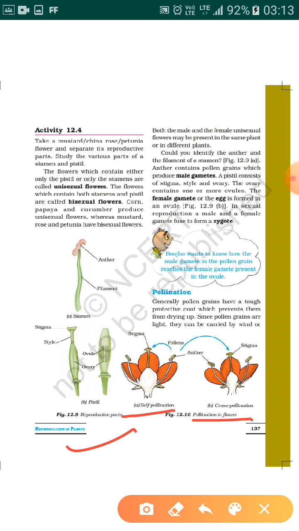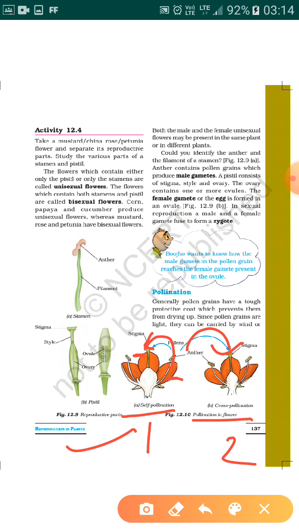The transfer of pollen grains from the anther to the stigma of the same flower. You can see this is the anther and this is the pistil. So if the transfer of pollen grains is from anther to stigma of the same flower, then it is called self pollination. And the pollen grains are very minute, very small and light. So if they get transferred from one flower to another flower, in this case you can see, it is cross pollination. That will be cross pollination.